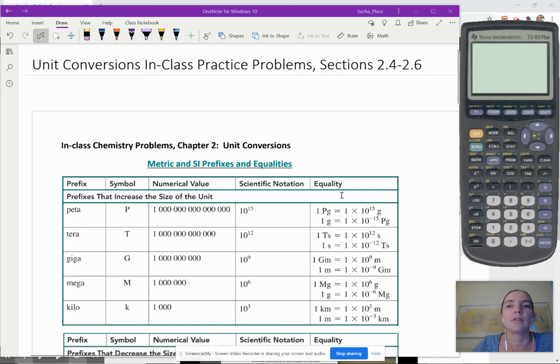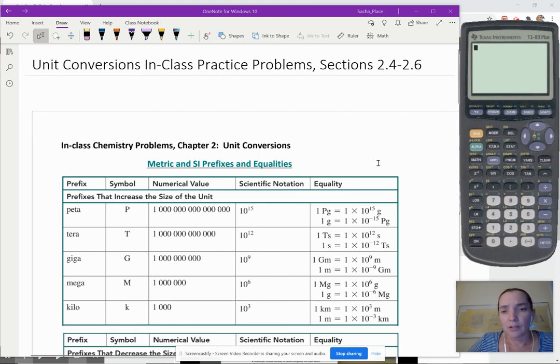But the way I'd suggest you use this video is to try each problem yourself and then pause it. Pause it to try each problem, and then keep playing the video to see if you got that problem right, and then pause it again and try the next one and see if you are showing all your units and getting to the right answer with the right number of significant digits.